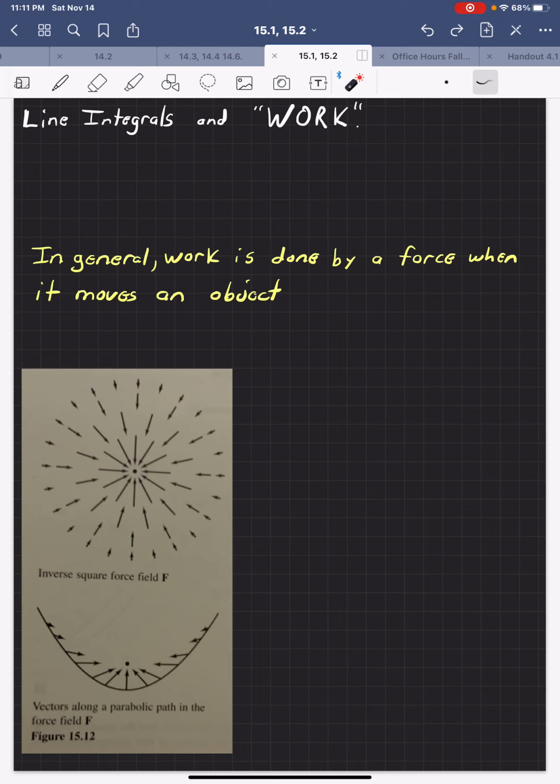Okay, so we have studied line integrals a little bit. And what I'd like to do now is to show you one of the, if not the most important application of line integrals, and that is the application of work. Now, in general, work is done by a force when it moves an object, right?